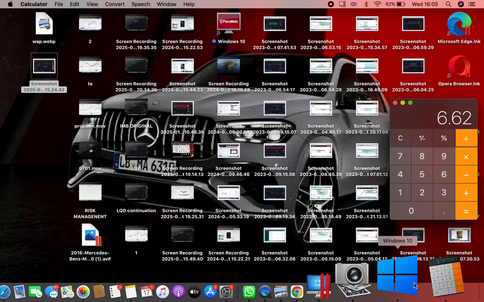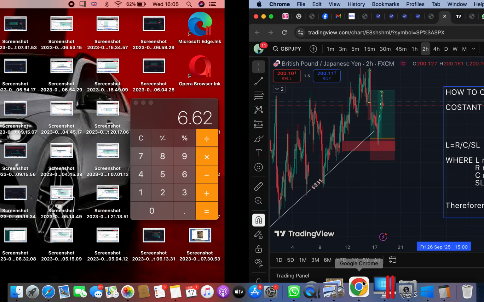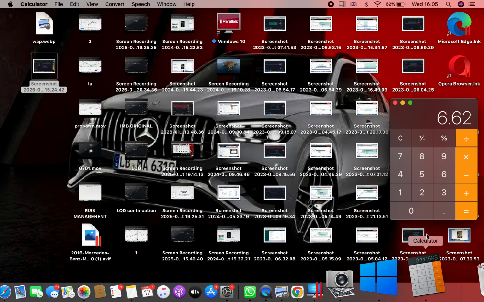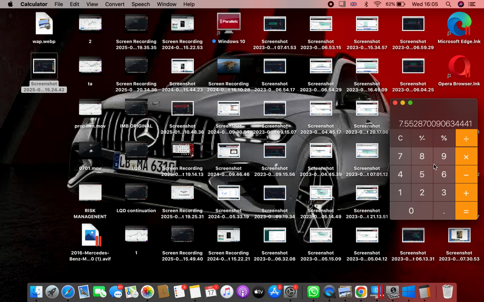As you can see, I did 50 first, which is 50 divided by 6.62. Now we see divided by what? 35.1. Divided by 35.1 equals, what is it called? Equals, it gave us 0.21. So you see, it gave us 0.21.